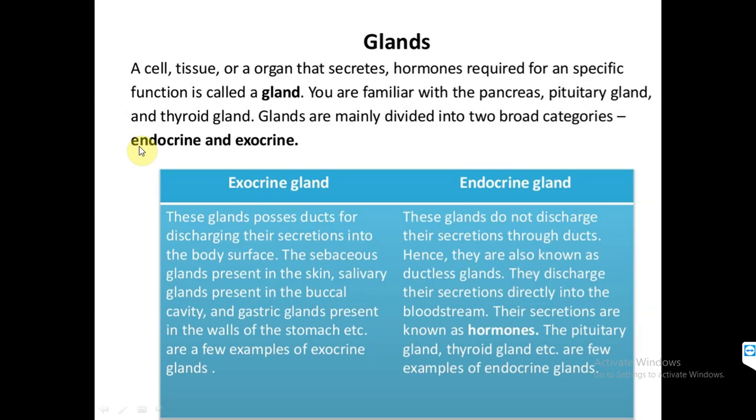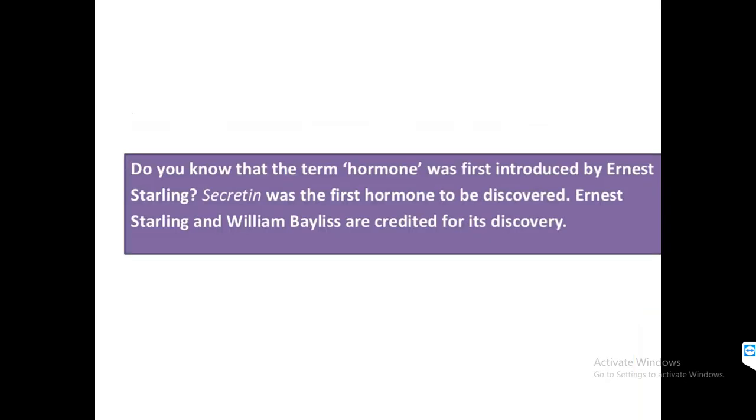So what are endocrine glands? These glands do not discharge their secretion through ducts, so these are ductless. Hence they are also known as the ductless glands. They discharge their secretions directly into the bloodstream. So they do not have any duct or tube for secretion. Whatever hormones they have to secrete, they secrete directly into the bloodstream. And what are the secretions of the endocrine glands called? The hormones. So the pituitary and thyroid glands are all examples of endocrine glands.